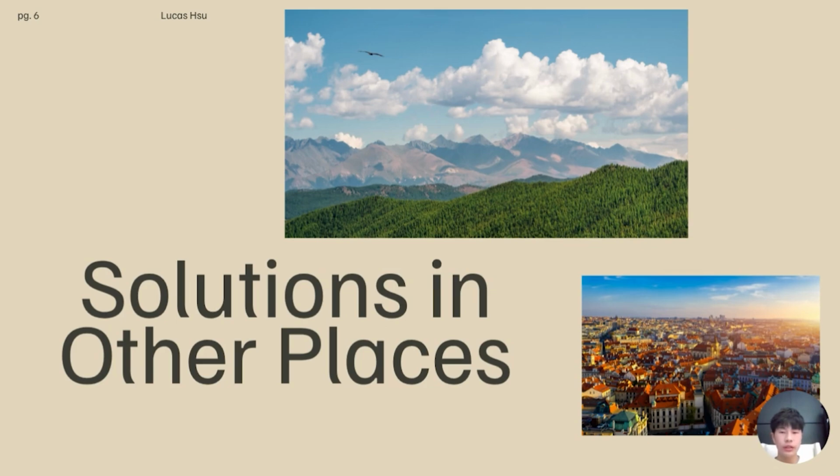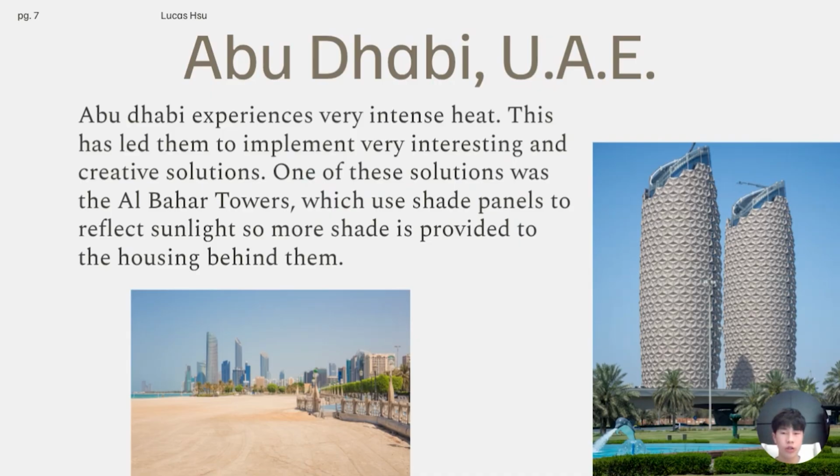Some solutions in other places that could apply is Abu Dhabi. Abu Dhabi also experiences very intense heat, leading to them taking some very creative solutions. As they are pretty technologically advanced, they have used technology to create a solution on their Al Bahar towers, which use shade panels to reflect sunlight away from cities or towns and provide more shade to them. This reduces heat waves in that area and provides more shade, as stated before.